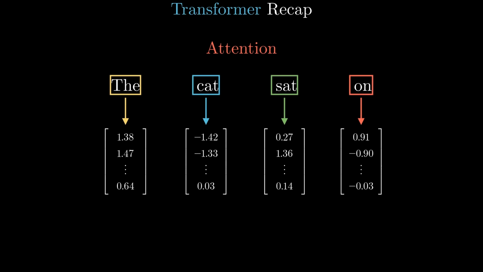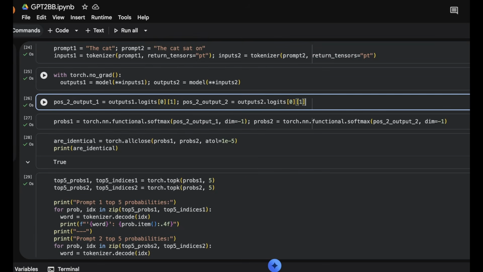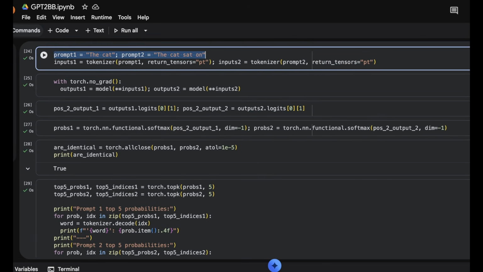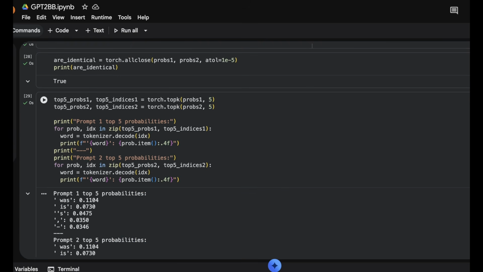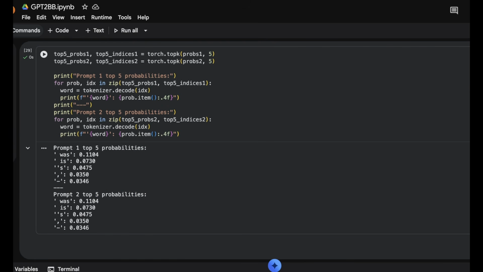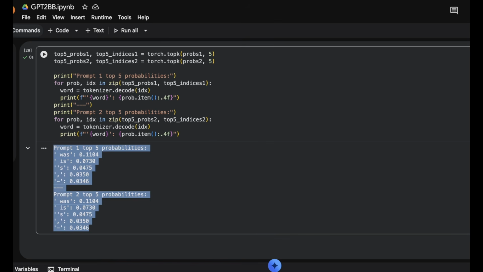To make this a bit more concrete, if you give a model the prompt of "the cat sat on," from the perspective of the token cat, literally nothing exists after it. It's the same as if you passed in just the cat. And in fact, you can verify this. You can see for yourself that the probability distributions at token position 2 are the same, whether I'm passing in the cat or the cat sat on. Basically, in the mind of token 2, the only tokens that exist are token 1 and token 2. And for token 3, it never sees token 4.